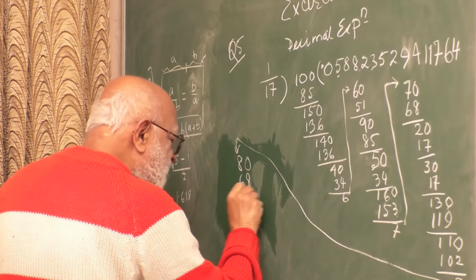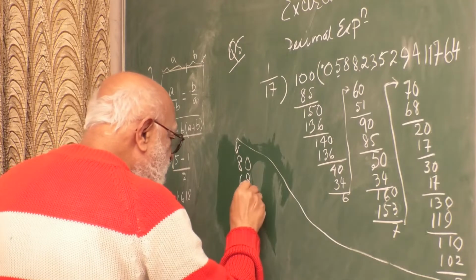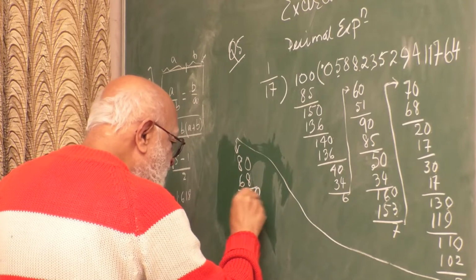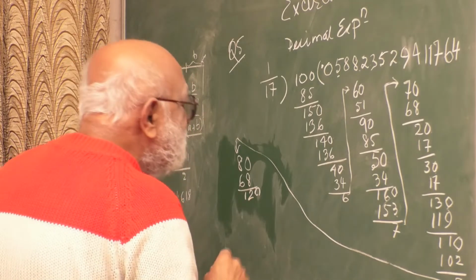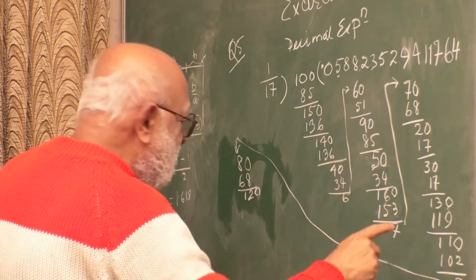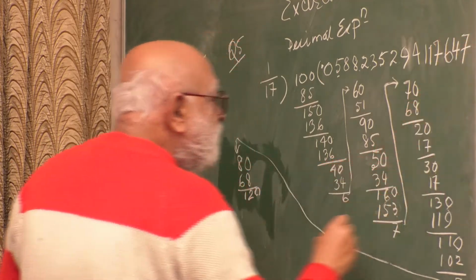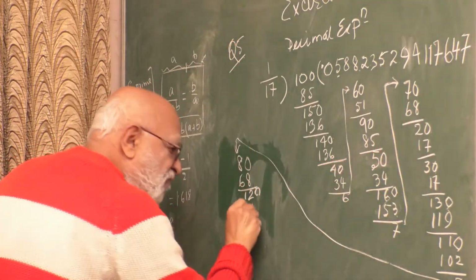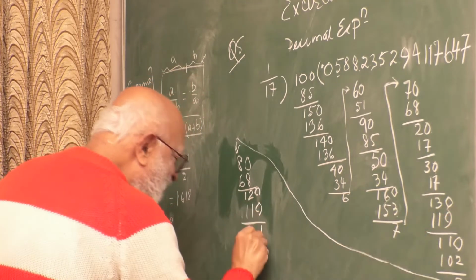68. That will be 210. So multiply into 7. Have I ever have 119? So multiply it by 7. So these give me 119. So I get 1 back.